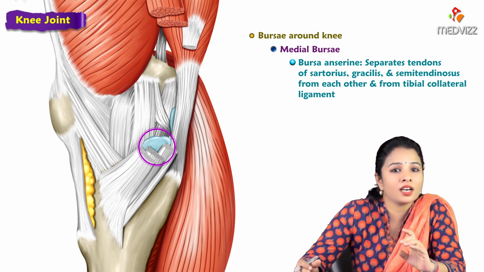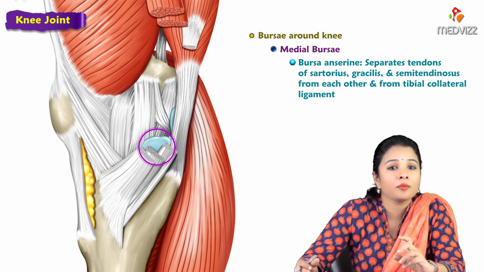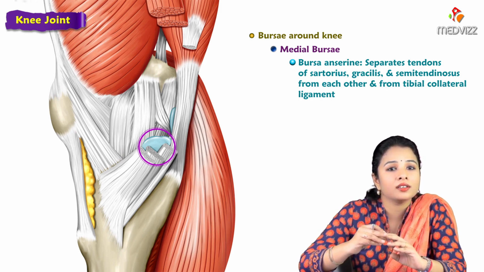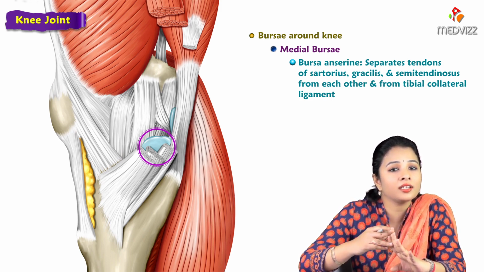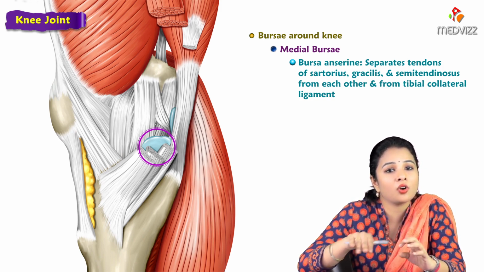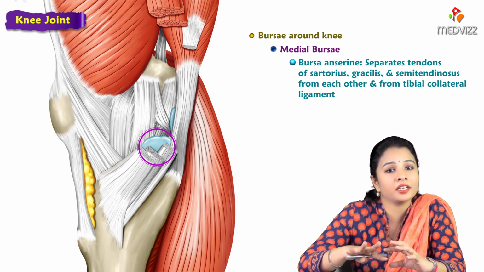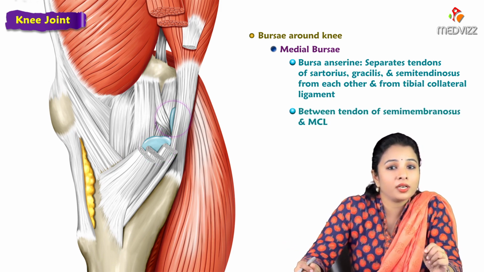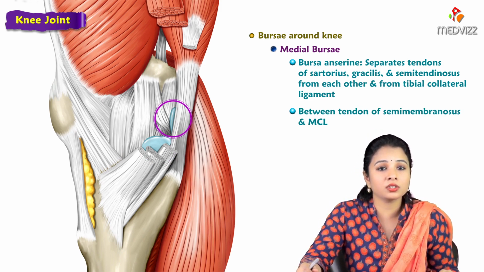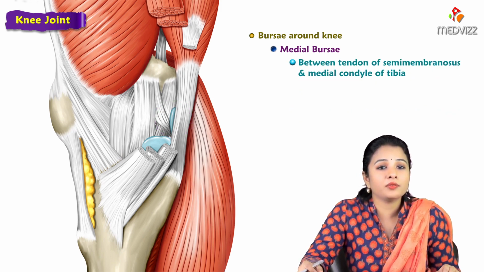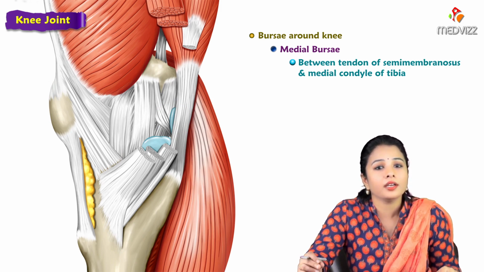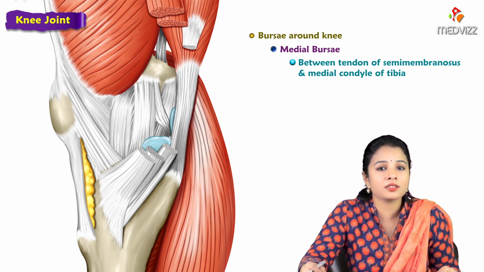These three tendons are separated by a bursa which is called the pes anserine bursa because it appears like the foot of a goose, or because it invests along the tibial collateral ligament and these three tendons. One more bursa is present between the tendon of semimembranosus and the medial collateral ligament, and the bursa between the tendon of semimembranosus and the medial condyle of tibia. It may communicate with the knee joint sometimes.